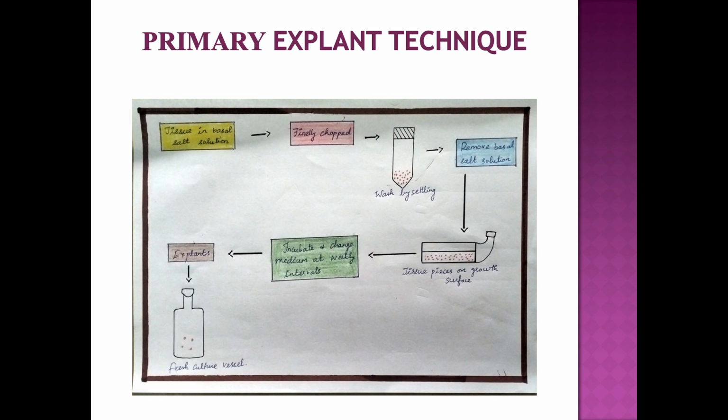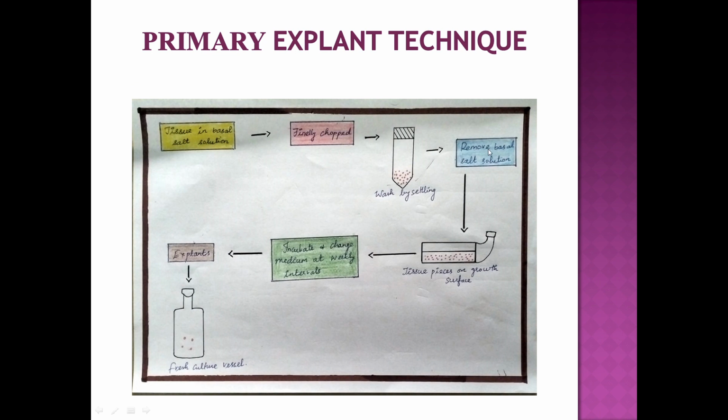The next technique is the primary explant technique. The primary explant technique has undergone several modifications and is still in use. The simplified procedure adopted for primary culture is given below. The tissue in basal salt solution is finely chopped and washed by settling. The basal salt solution is then removed.